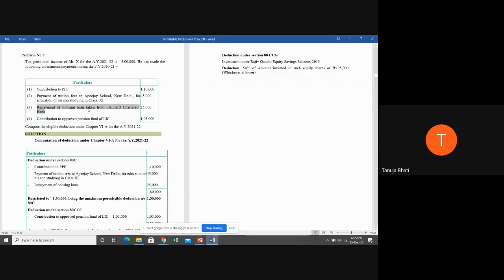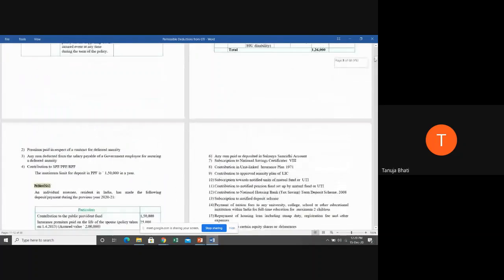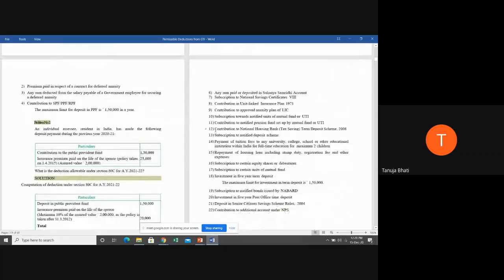Repayment of housing loan taken from Standard Chartered Bank, 25,000. Will he get the deduction for repayment of housing loan? Is it covered in the investments under 80C? See, students, out of the 22 investments that we have seen, it is covered. See here, I'll just show you all. Repayment of housing loan is covered under this deduction. It includes stamp duty, registration fees and other expenses. So repayment of housing loan is covered under 80C.